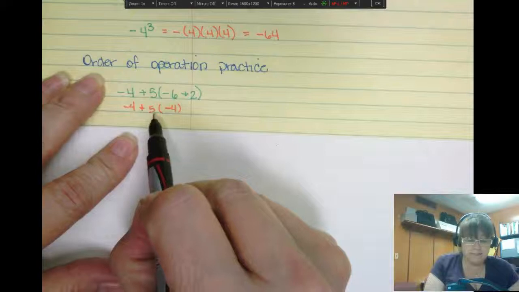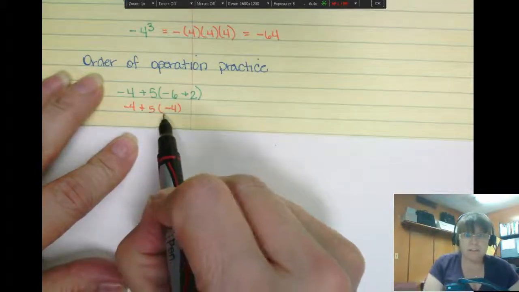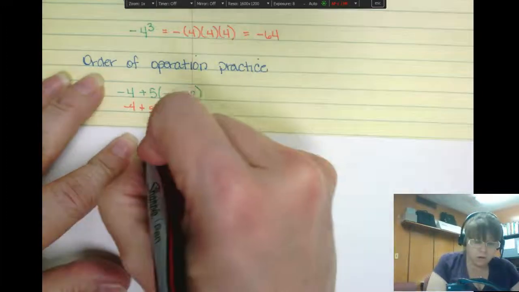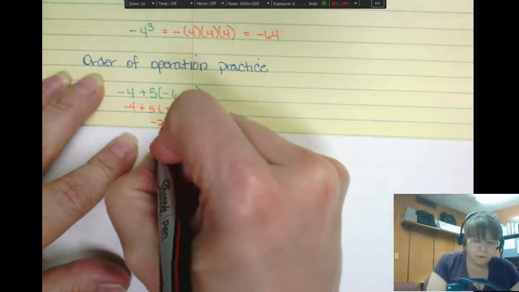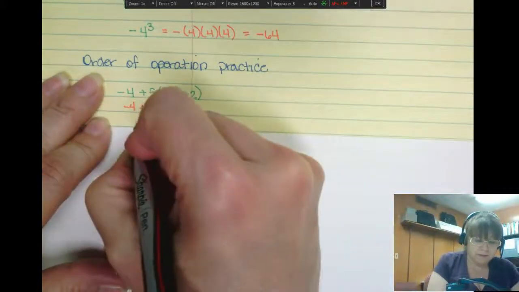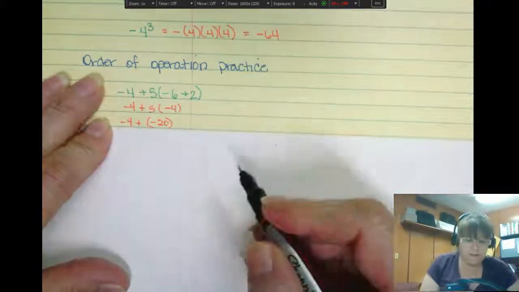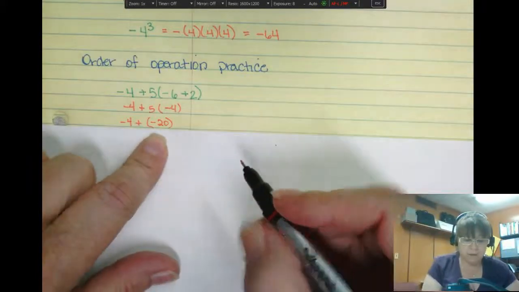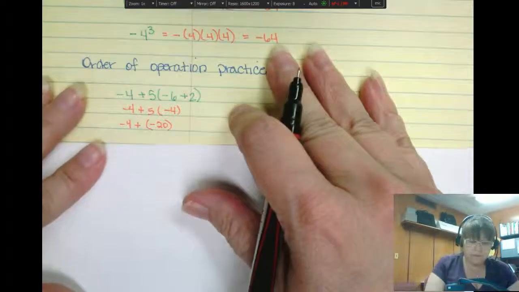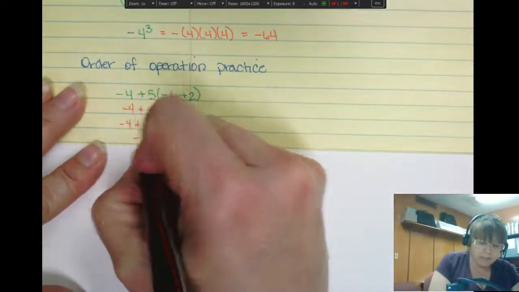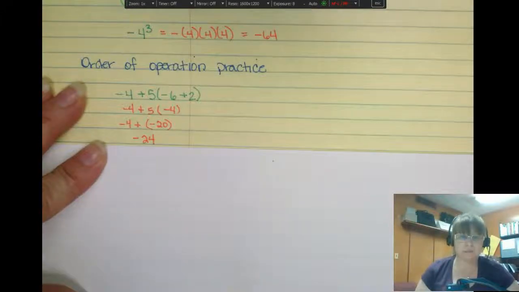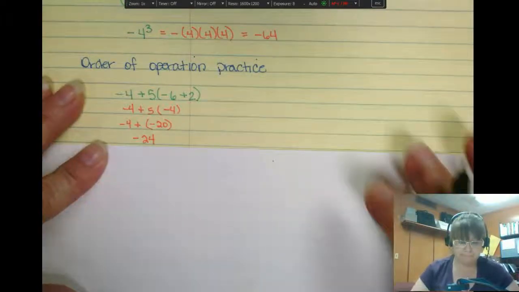Multiplication next. 5 times a negative 4. There's an odd number of negatives, so our solution to this smaller problem of 5 times negative 4 is going to be negative. We have negative 4 plus a negative 20. They're the same sign for addition, so we keep the sign, add the two values together, we get a negative 24 as our final solution.